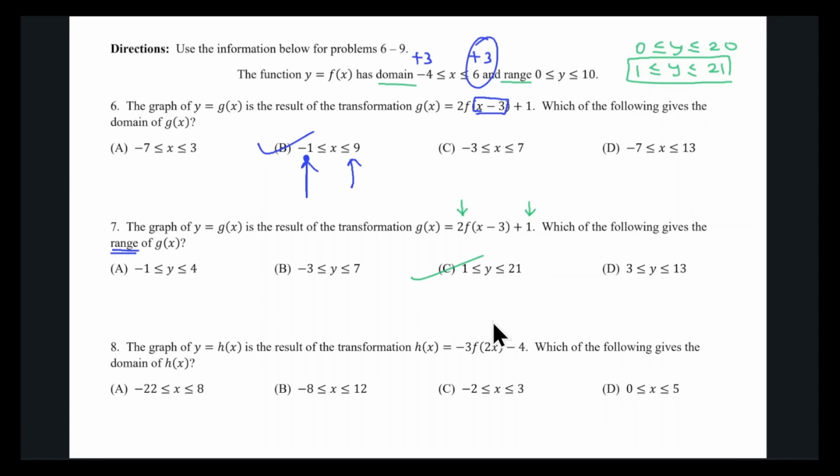Likewise, new question for the domain they are asking. Obviously, the only change in the domain is due to this 2, which is a horizontal shrink by a factor of 2. So this domain that I see from negative 4 to 6 is going to be divided by 2. It will become negative 2, and this will become 3. So negative 2 to 3, that's the domain, which is option C.